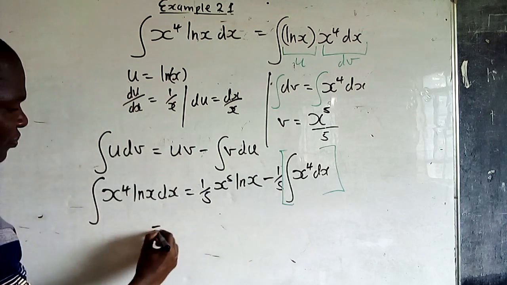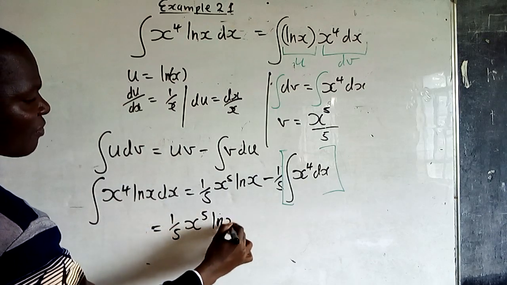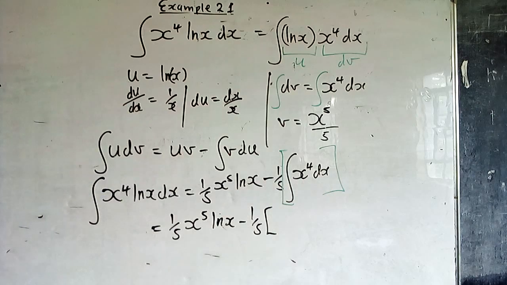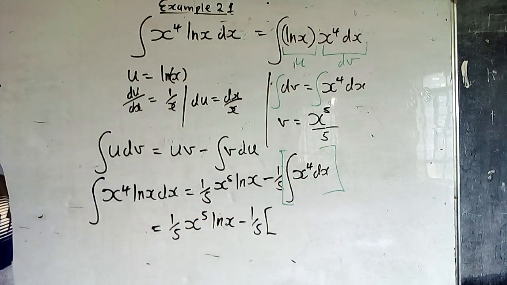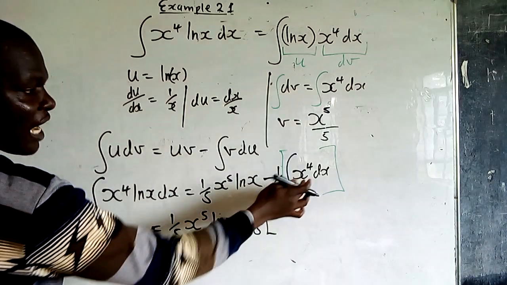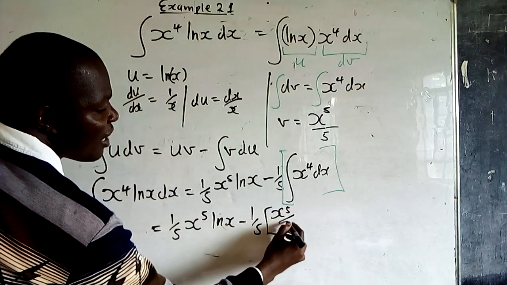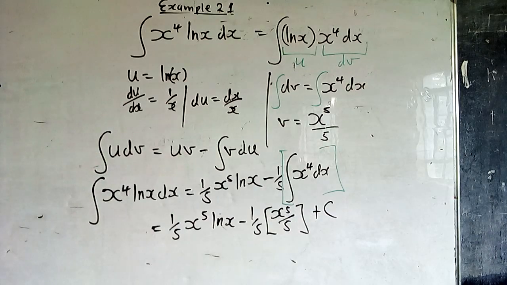What do you have? Here we have 1 over 5 x raised to power 5 ln of x minus 1 over 5 in bracket. If you integrate x raised to power 4, what do you get? So you simply add 1 to the power and you divide with the resultant power. See, that is how to deal with a polynomial. It is no longer a product of two functions, isn't it? So you have x raised to power 5 over 5. Then at the end of integration, you add an arbitrary integration constant, isn't it?